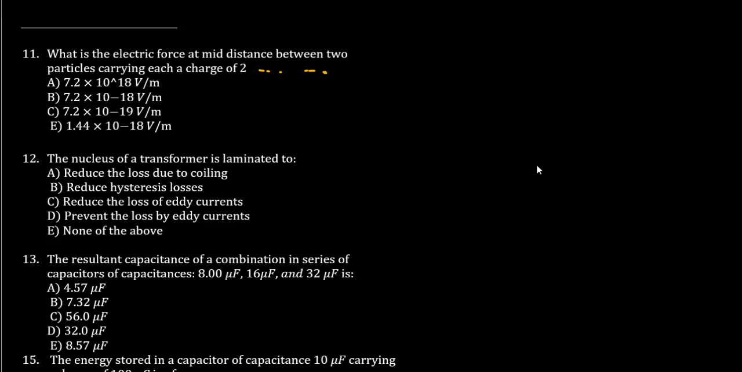Question number 12. The nucleus of a transformer is laminated too. The reason why the nucleus of a transformer is laminated is simply to reduce eddy currents and also improve the efficiency. So the only option that ties with it here, the correct option, is option C, reduce the loss of eddy currents.